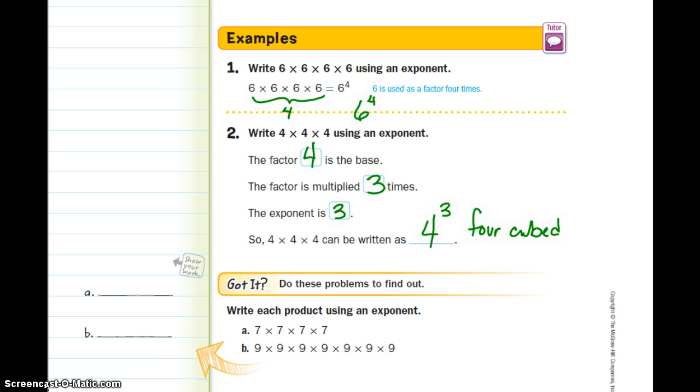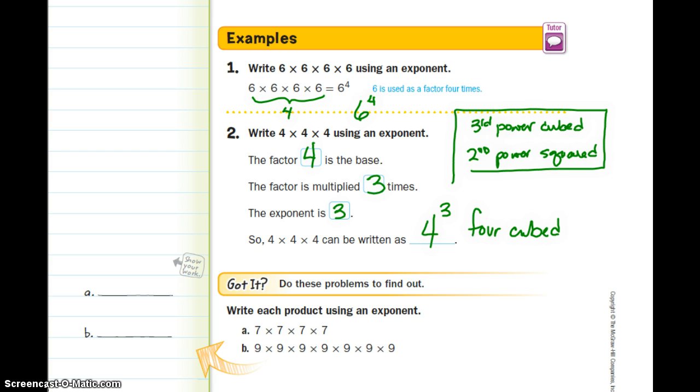cubed. The third power we call cubed, and the second power we call squared. Everything else from that point on we just call power. So the fourth power, the fifth power, the sixth power.